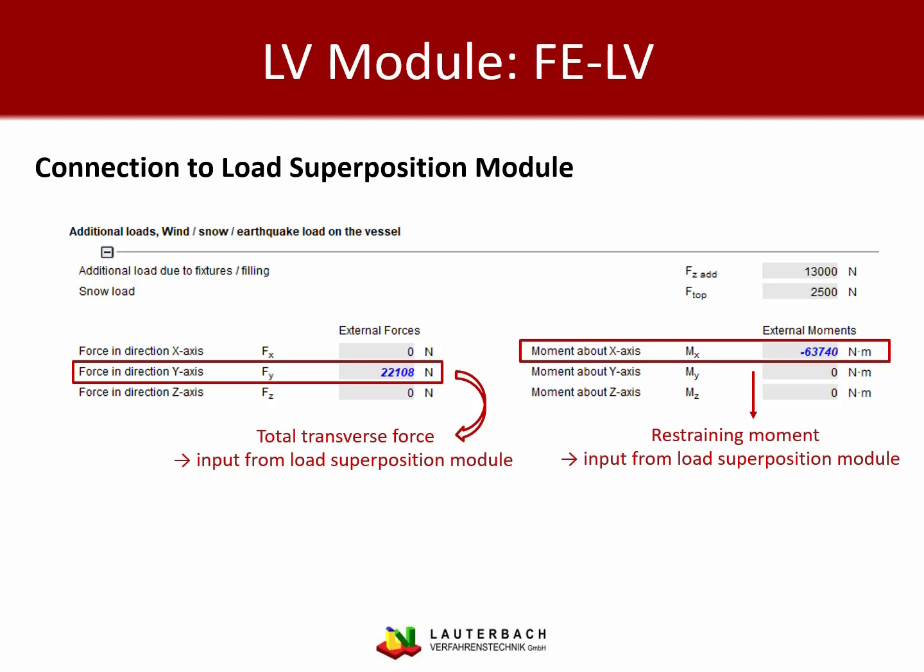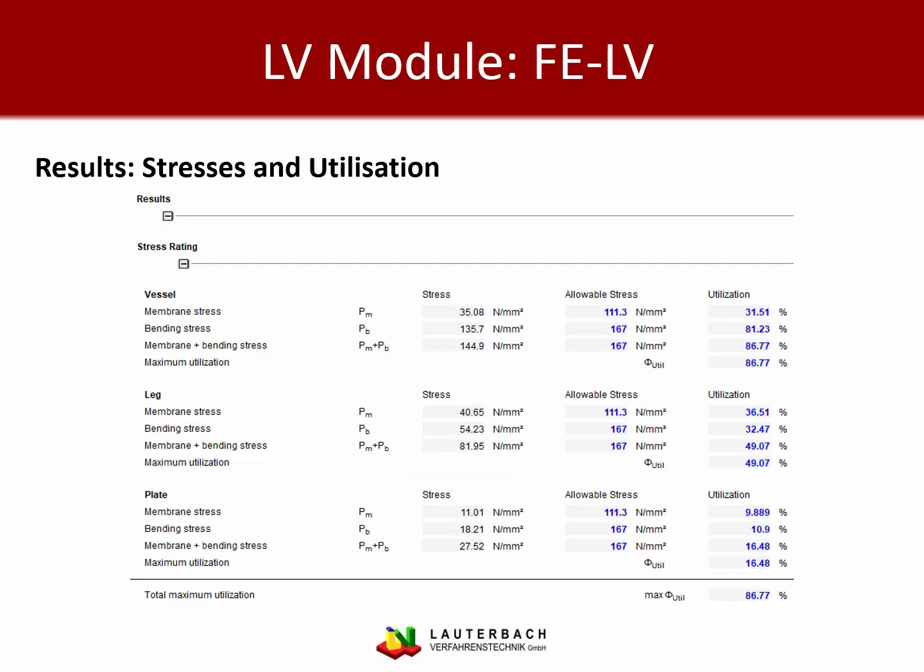Which means if you change the values in the module before, the values here will change as well, just like in an Excel file, where you connect values to each other. And here you can see the results and stresses which are transmitted from the calculation interface to our module. We can see that the maximum utilization is about 87%, which means that our vessel and the leg support will withstand the mechanical stresses.